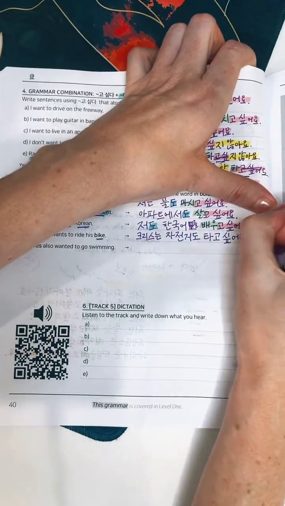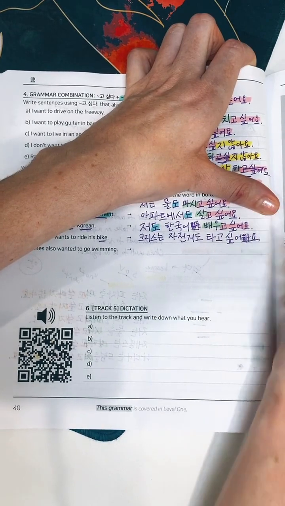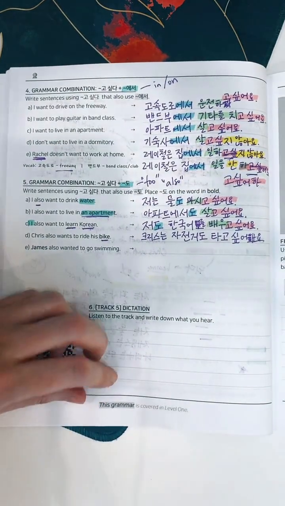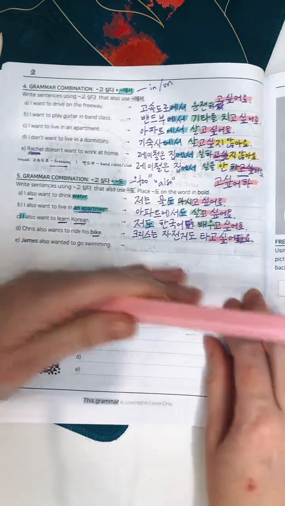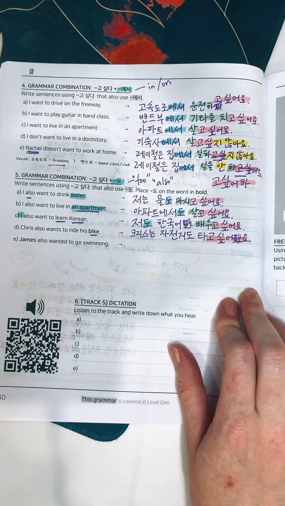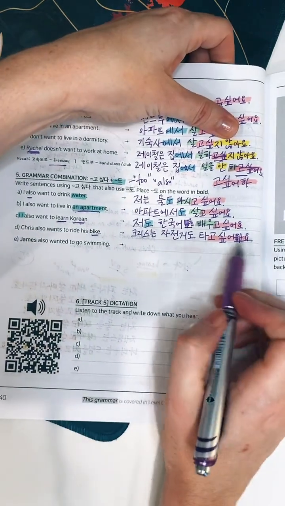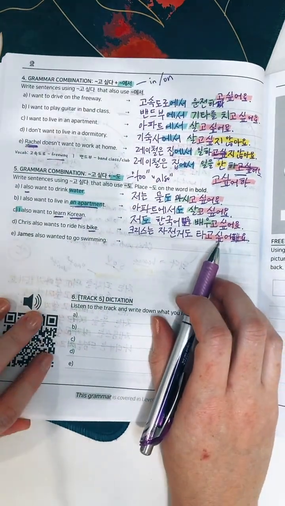Oh, 싶어 해요, thank you. I keep forgetting that part. 싶어 해요, thank you. I could say that I'm doing it as a learning exercise to make sure you're paying attention, but really I'm just forgetting to do it. 싶어 해요 is correct.